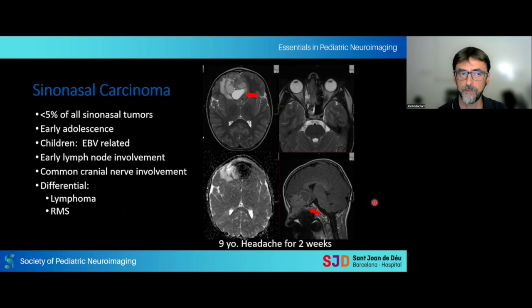It is quite uncommon, making up less than 5% of all sinonasal tumors. It appears in early adolescence, and in children it is related to Epstein-Barr virus. There can be lymph node involvement, and there is common cranial nerve involvement regarding this invasion. The differential should include other soft tissue sarcomas like rhabdomyosarcoma and lymphoma as well. Remember that esthesioneuroblastoma and Ewing sarcoma can also have the same appearance and behave in the same way.